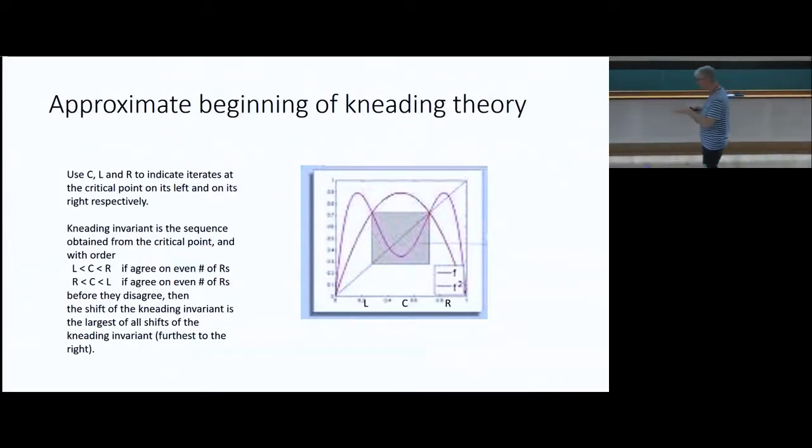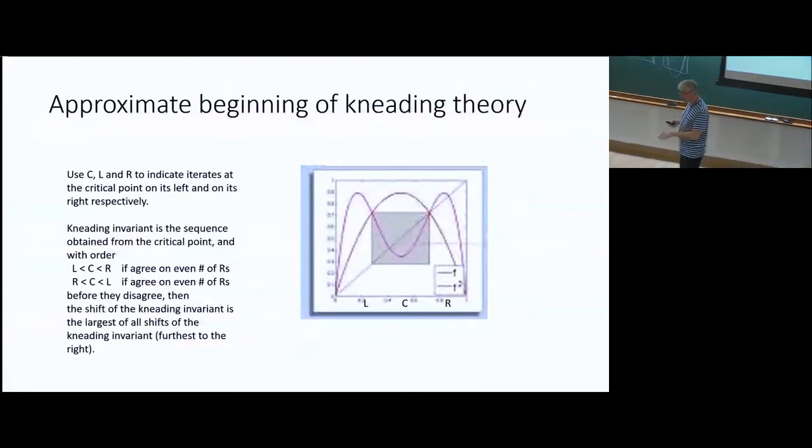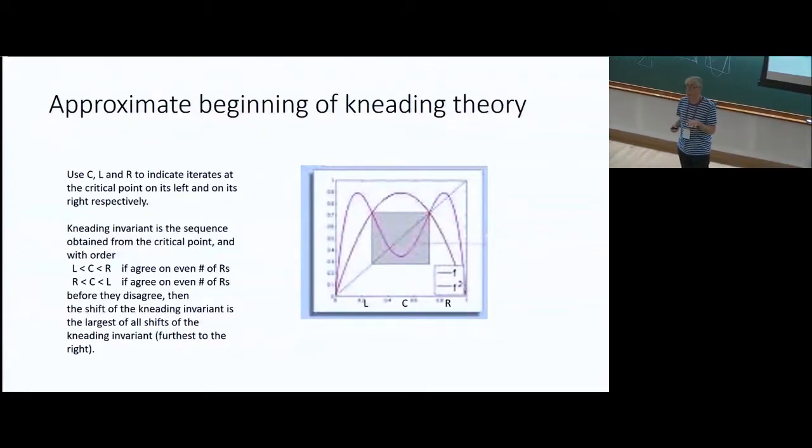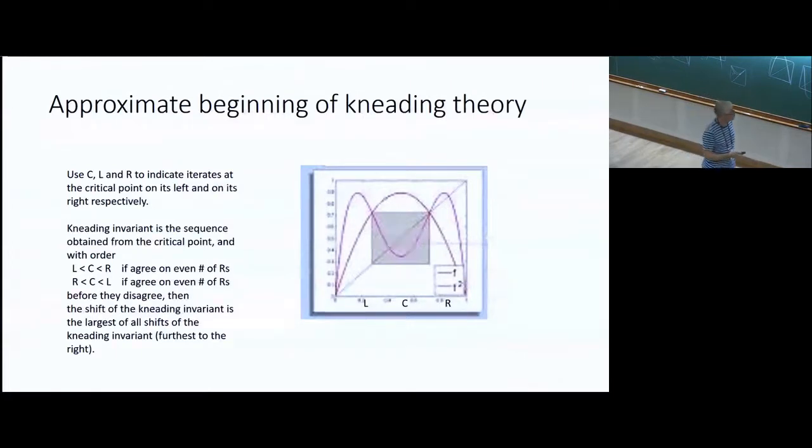This is why this doesn't work in higher dimensions. Almost everything you do using kneading theory requires the complete order on the real line. And you just don't have that in R2. What order are you going to put points in the plane in? I mean, you can define orders, but there's no natural order.